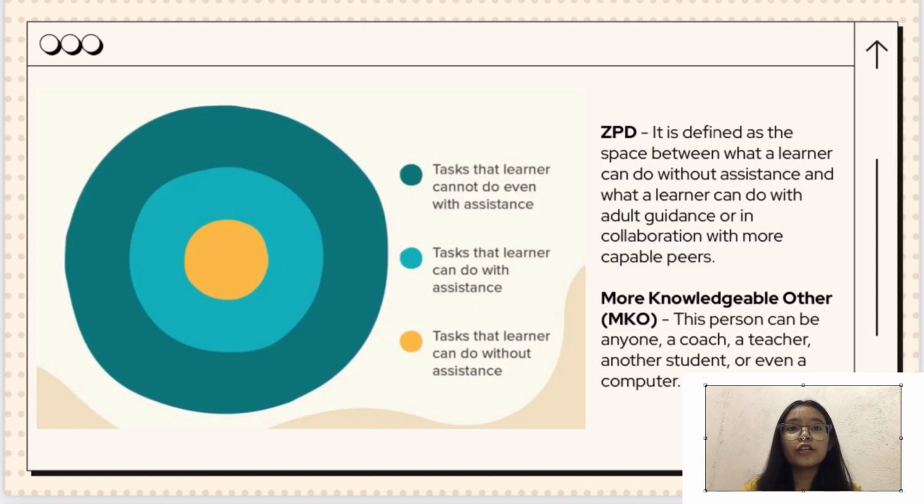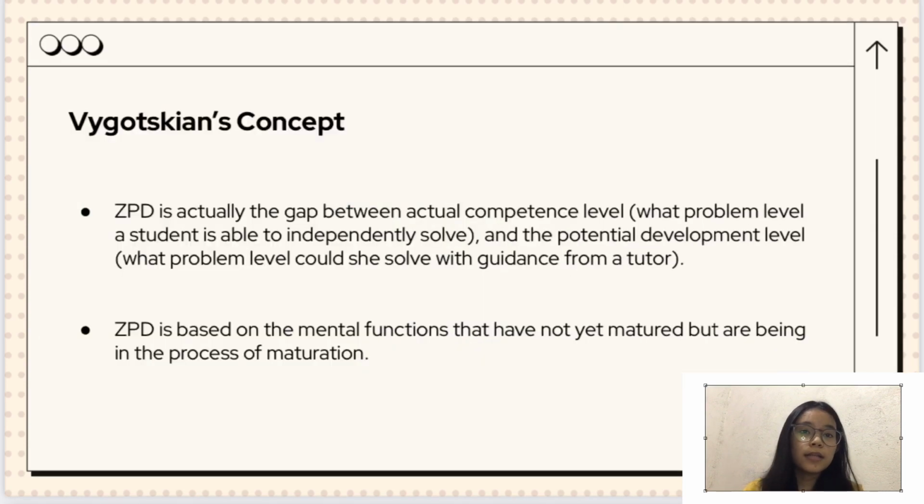So, in that chart, we have the outside layer, which is what the learner cannot do even with the assistance. The one in the center is where the ZPD is. It is what the learner can do with the assistance of the teacher, coach, or tutor. And the innermost center is what the learner can do without the assistance. This is a concept by Vygotsky.